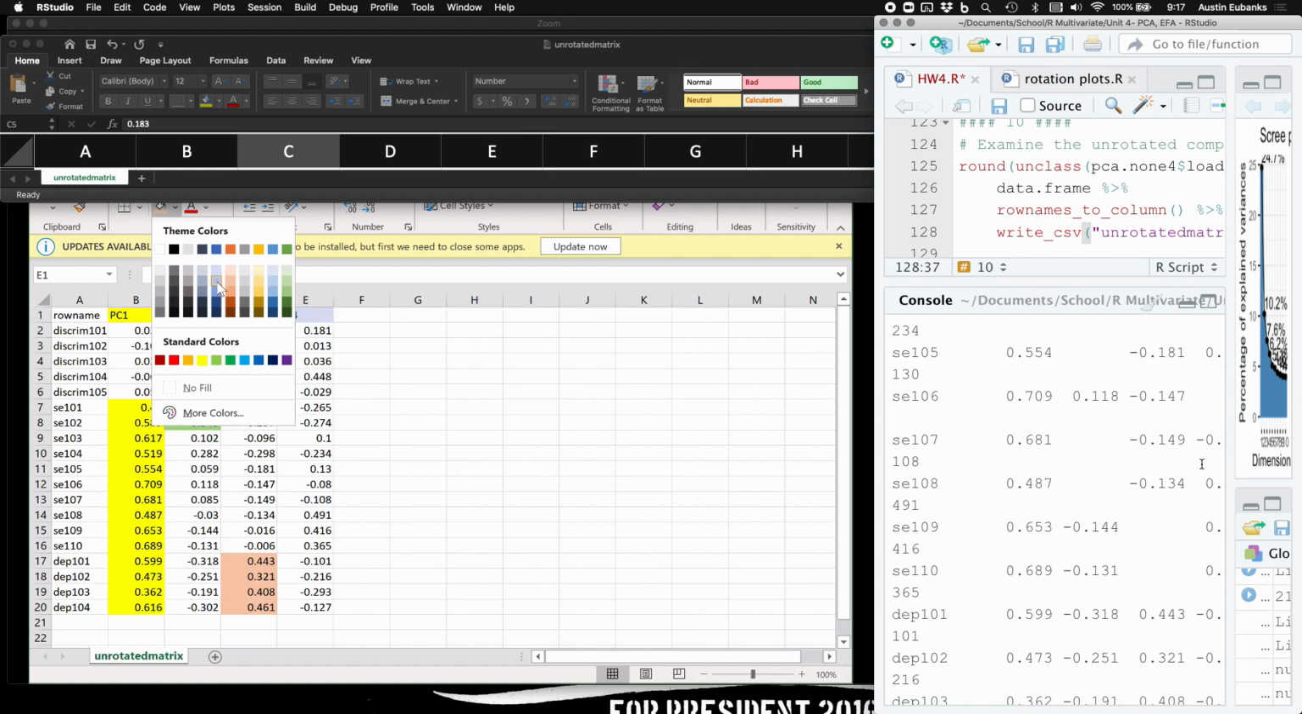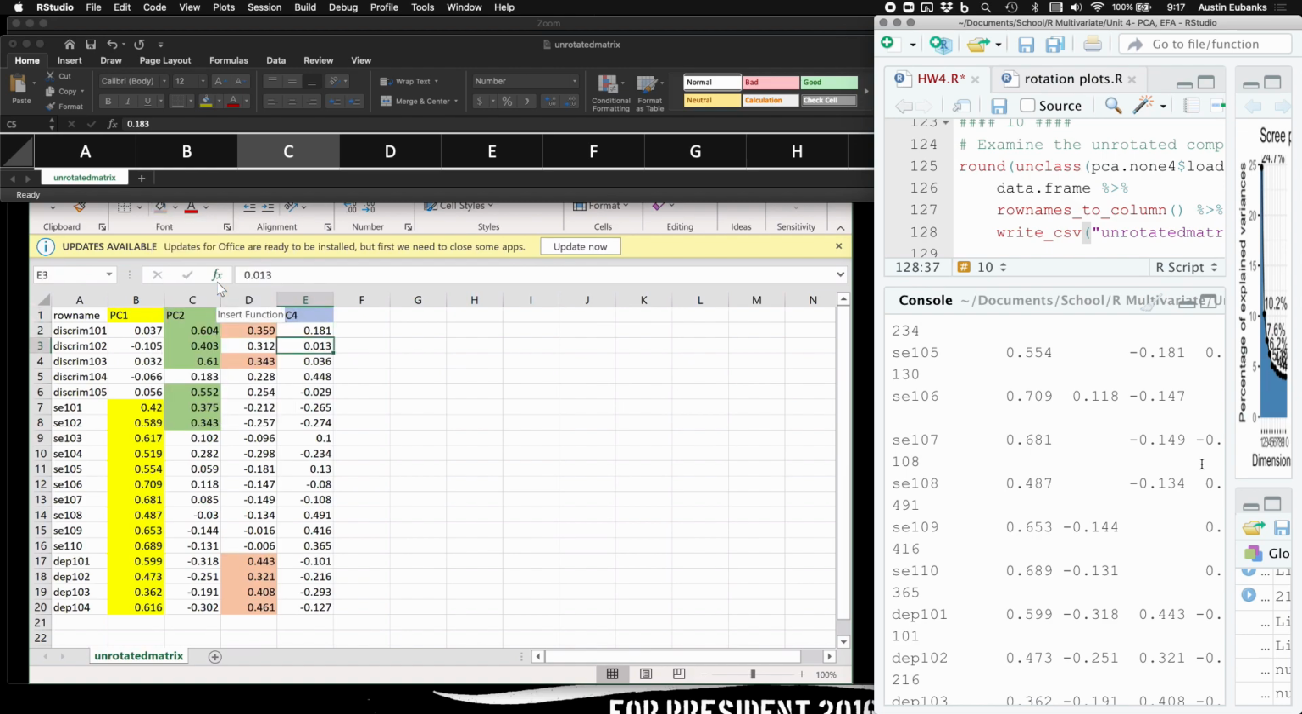And then in this fourth component, which I'm highlighting in blue, I've got one of the discrim ones, a couple of self-esteem ones. That's it, right? So is everyone with me so far? Yeah, I have a question, Anna. Yes.